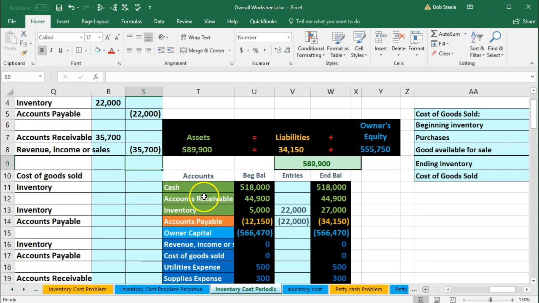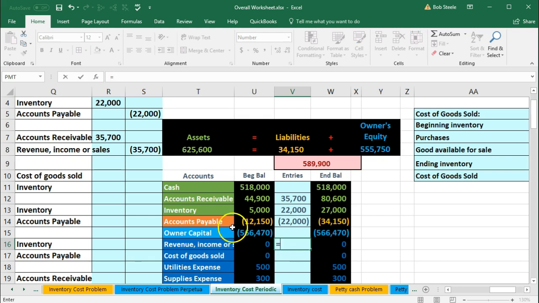Now we're going to post that out. So we're going to go over here to accounts receivable. Here's accounts receivable there. We are in cell V12. Within V12, we will say equals, point to that 35,700, bring in the 44,900 up by 35,700 to 80,600. Then we'll post the revenue income at 35,700 credit.